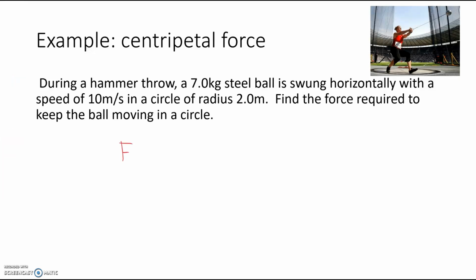Okay, we know the rule. The force is equal to mv squared divided by r. We've got 7 times 10 squared divided by the radius, which is 2. So that equals 350 newtons inwards.